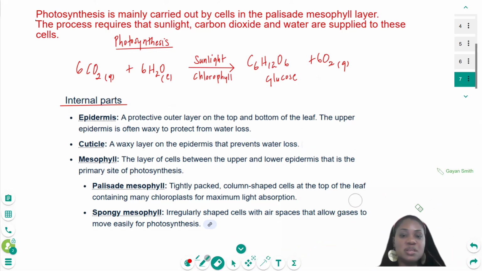And then we got to the mesophyll layer, which had the palisade mesophyll and the spongy mesophyll. Palisade being very tightly packed, column-shaped cells at the top of the leaf containing many chloroplasts. The spongy mesophyll cells were irregularly shaped with a lot of air spaces between them to allow gases to move easily for photosynthesis. All right, so go ahead and make note of these layers and we continue.